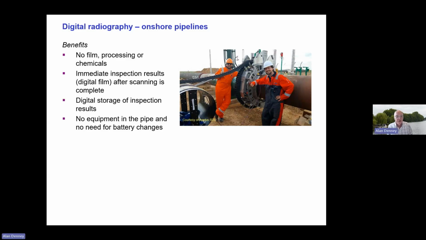Also storage. You can store the results much more easily electronically. Film storage is quite a big item in itself, and it requires careful indexing and so on. Of course, the same principles apply. You have to have an electronic library for digital, but the whole process is easier. There's no equipment in the pipe in this case, and no need for battery changes, which is an issue with inline pipeline inspection. But you can see the equipment's bulky.